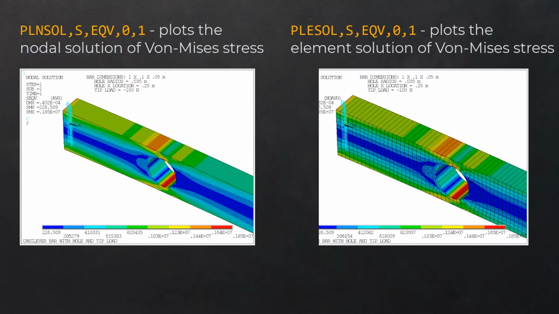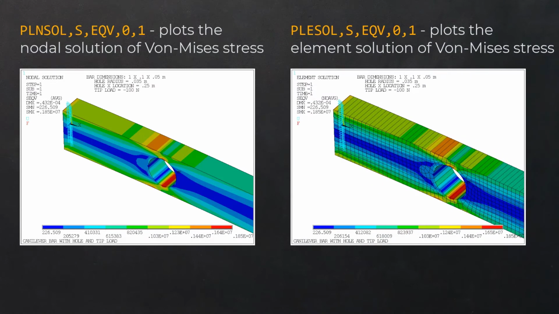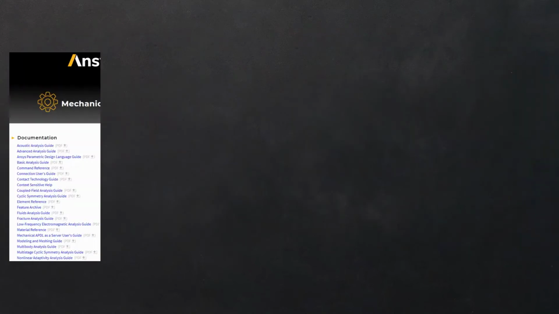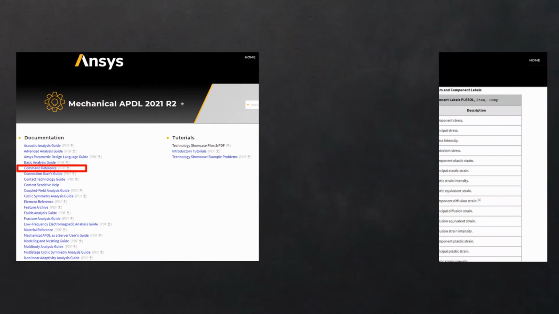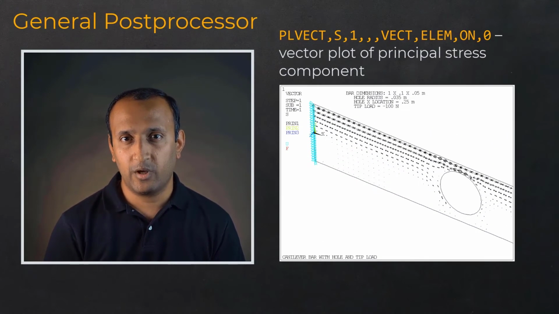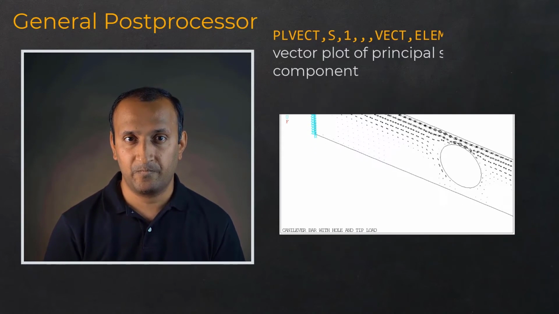Alternatively, one can plot elemental solution results as contours that are discontinuous across element boundaries using the PLESOL command. The valid item and component labels for both commands can be found in the MAPDL command reference document. In addition, one can create vector plots that use arrows to show the variation of both the magnitude and direction of a vector quantity in the model.